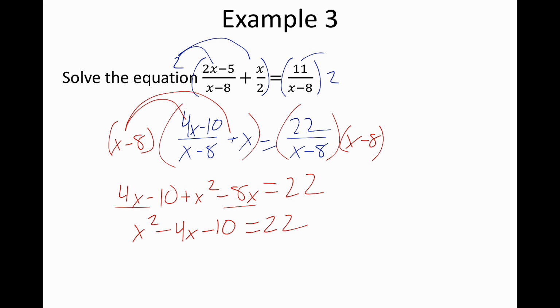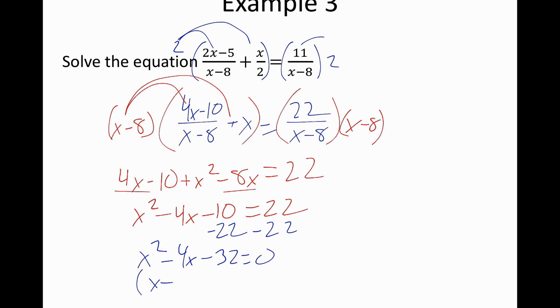So it's starting to look a little more quadratic. To get everything on the same side, let's subtract 22. That way we're going to get something that is hopefully nicely factorable. So negative 10 minus 22 is negative 32. We can factor x squared minus 4x minus 32 to be x minus 8 times x plus 4 equals 0. From here, using the zero product property, we get two solutions. We get x equals 8 and x equals negative 4.